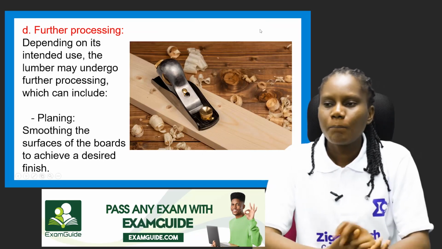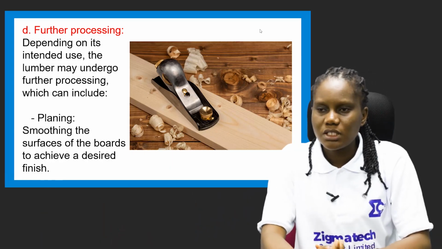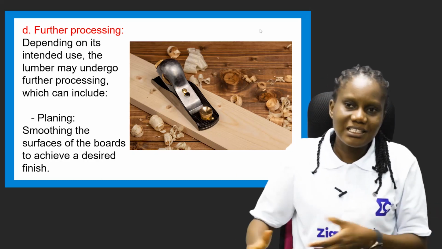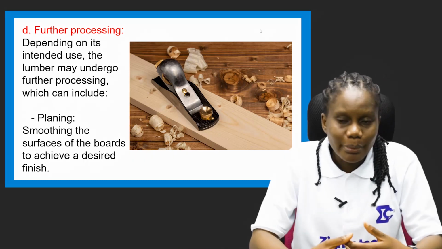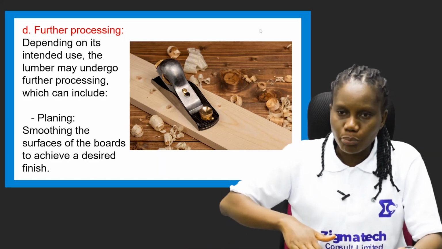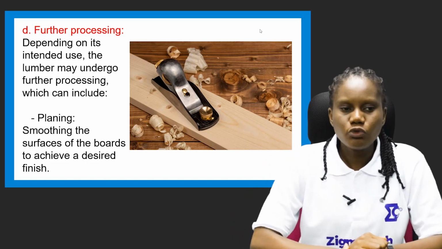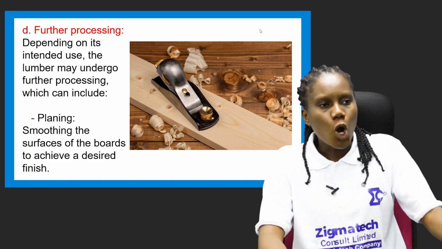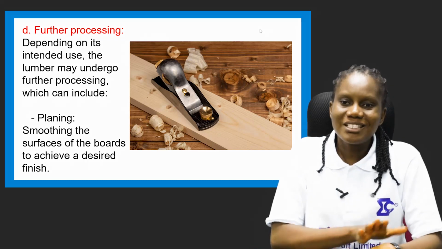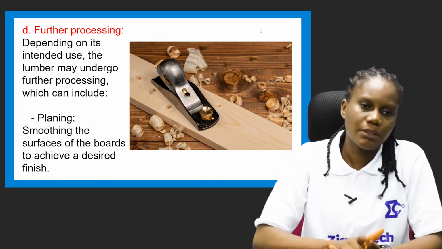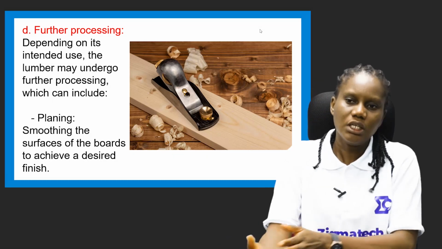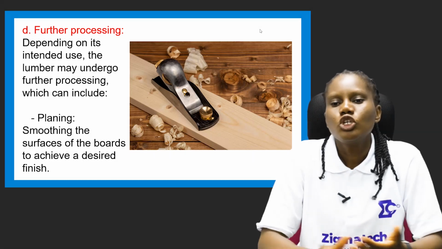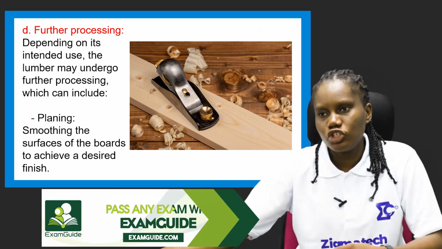Then the next is further processing. Depending on whatever you intend to use the lumber for, you take it through different processing, including planing. That means you smooth the surface of the boards to achieve a desired finish. If you touch your furniture, especially the wooden ones, you see that they are smooth. It's because it has gone through a process called planing. So you smooth the surface to the desired finish that you need, depending on what you want to use the wood for. So you plane them to suit your desired finish.